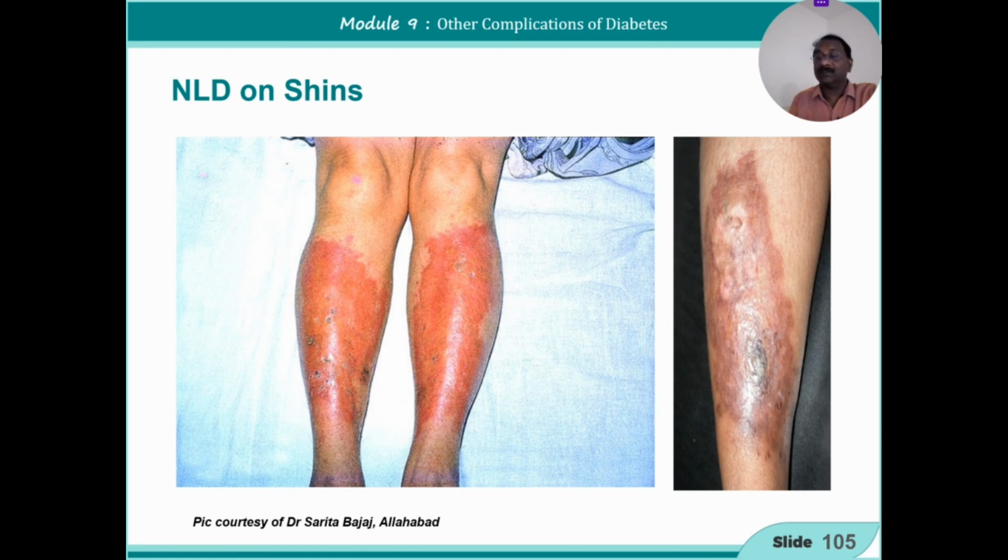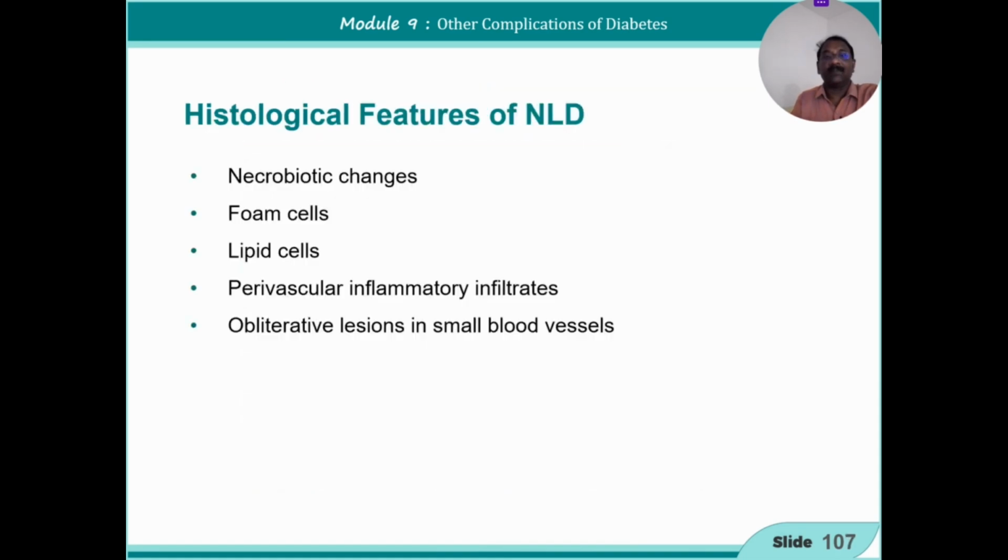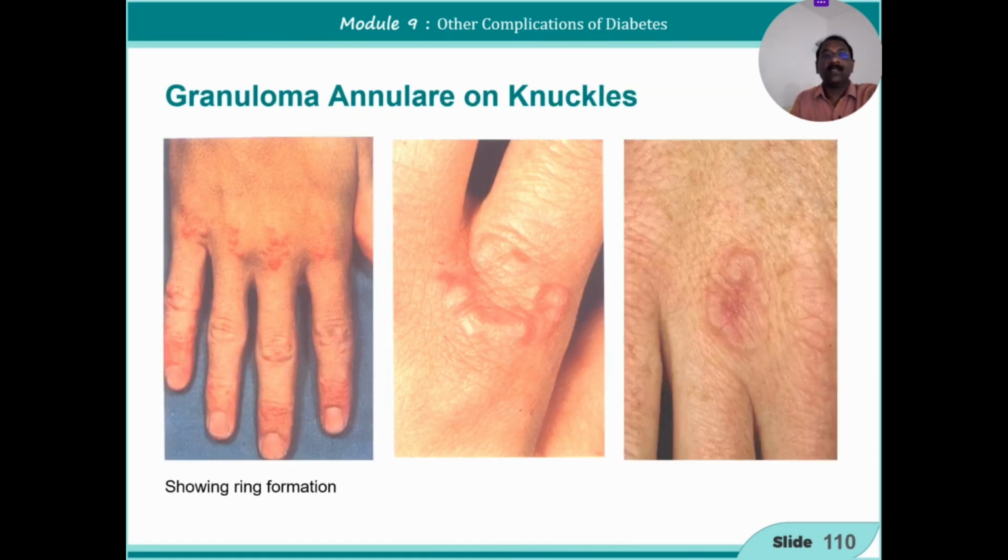So this is the NLD. Please think of NLD whenever you see such lesions. And this is granuloma annulare on the knuckles.